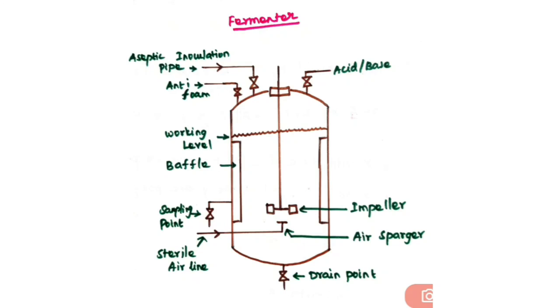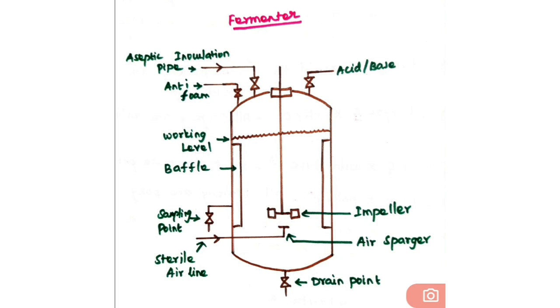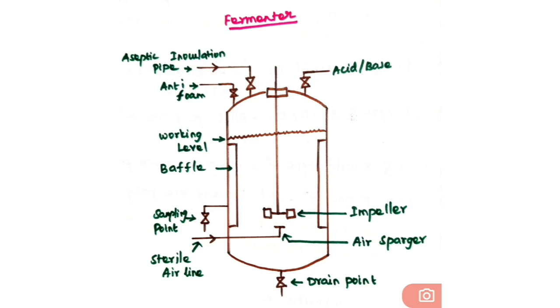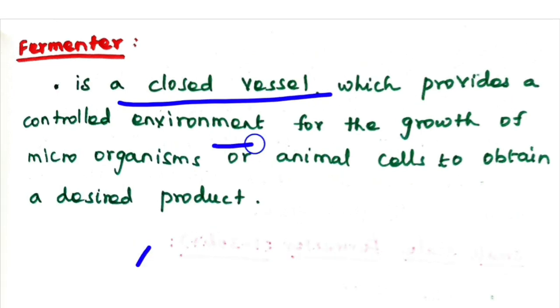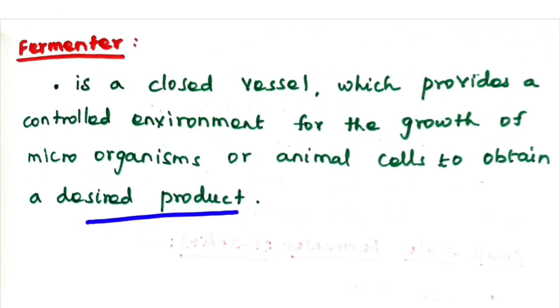In this video, we are going to see the overall view about fermenter. So this video covers what is fermenter, parts of fermenter and its function, then the important parameters which you have to monitor and control during your fermentation process. So fermenter is a closed vessel which provides a controlled environment for the growth of microorganism or animal cells to obtain your desired product. Okay.